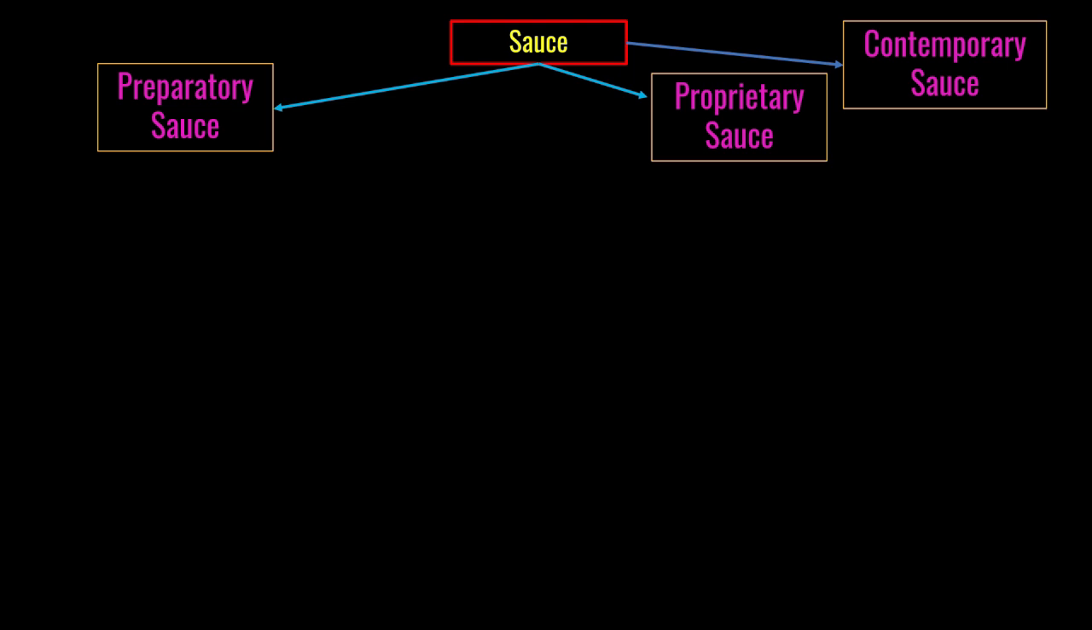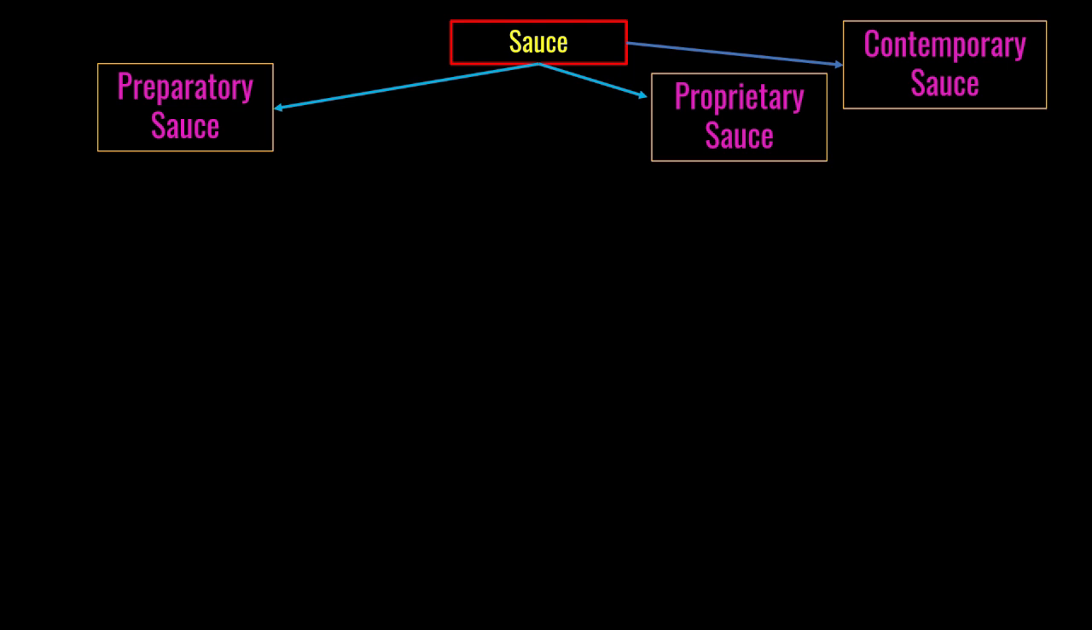Proprietary sauce has proprietorship; it is industrially produced in a factory and sold in a market in a bottled format. We purchase it and use it in the kitchen. It is a ready-to-use product. And contemporary sauce is other than the leading or traditional sauce. It is something new which goes with modern-day cooking. Contemporary sauce, that also we are going to discuss.